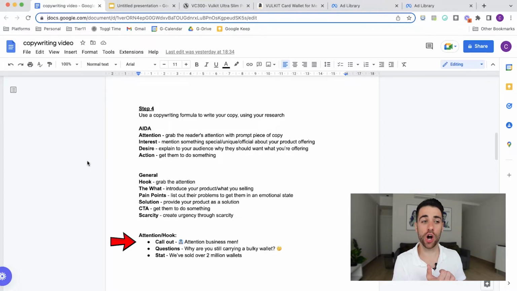So you can have a call out type hook, which is basically speaking to a certain demo of people by calling them out. So it's something like "attention businessmen," or "calling all homeowners," you might have heard before, just something that calls out that specific person that you're wanting to read your copy. So they can go, well, that reflects me. What's this saying? I'm interested in it.